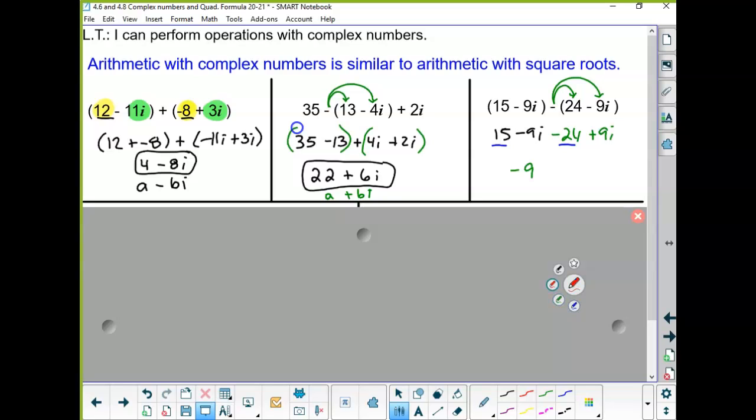And then if I look at negative 9i plus 9i, those are going to add up to 0. So you don't have to write it. Some kids like to write it, just so you could see that that is a real part plus the imaginary part. But, to be honest, the better way to write this is just negative 9. So, that's how we add and subtract complex numbers. You just have to be careful. And it's usually pretty good, because it's kind of just like adding like terms.